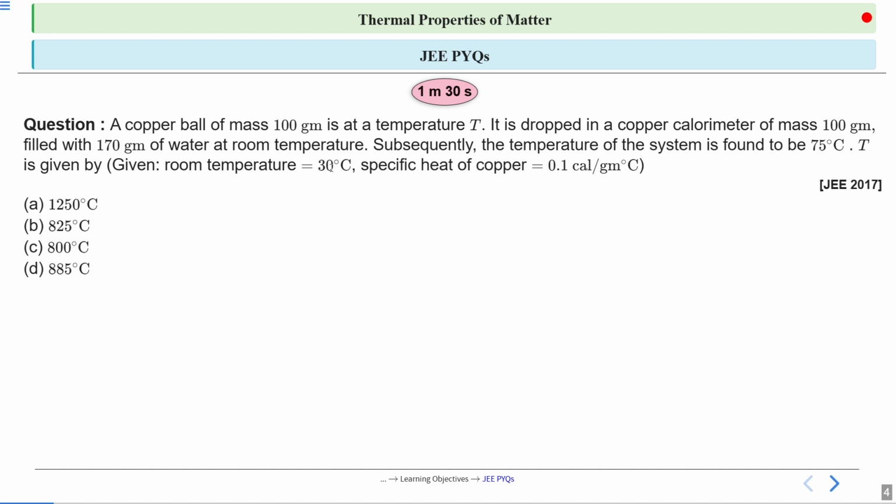And the room temperature is 30 degrees Celsius and the specific heat of copper is equal to 0.1. So here you have to find out the value of T. Alright. The given options are: option A 1250 degrees Celsius, option B 825 degrees Celsius, option C 800 degrees Celsius and option D 885 degrees Celsius. So which option is correct? Please solve this question. You have some time.